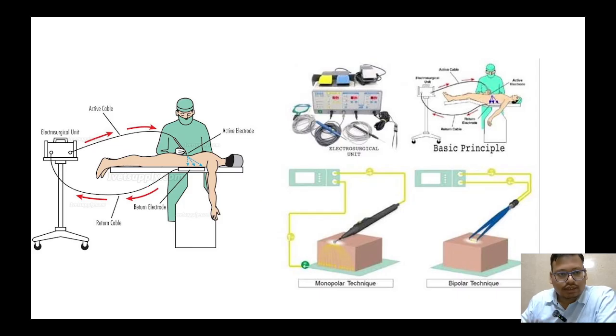This is the circuit I have explained about. This is the active cable, this is the return cable, and this is the return electrode, and this is a dispersive pad. Put the dispersive pad as close to the point of surgery.